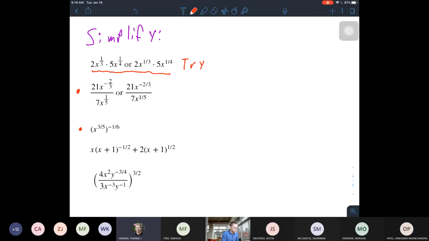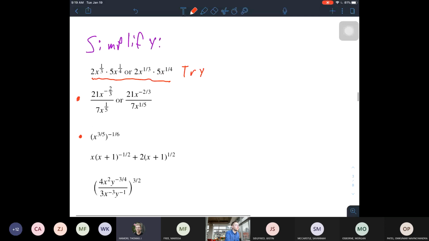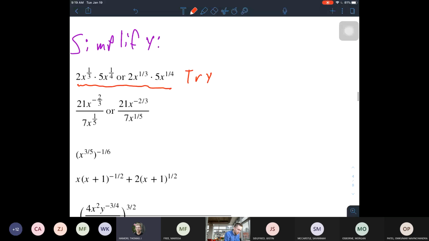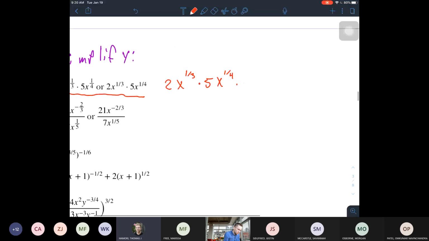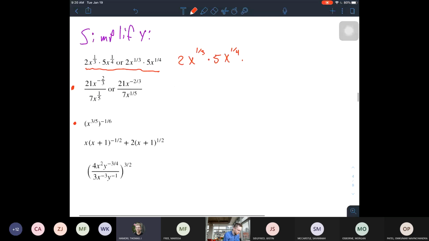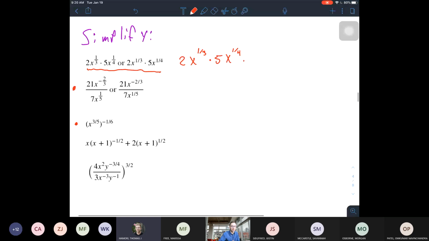All right, let's go ahead and talk over this first one together. Okay, so we got to multiply a couple of things here. Let me rewrite it first. We've got 2x to the power 1/3, and we're multiplying that times 5x to the power 1/4. Okay, so can anybody walk me through how we're going to try to complete this? What should we do here?